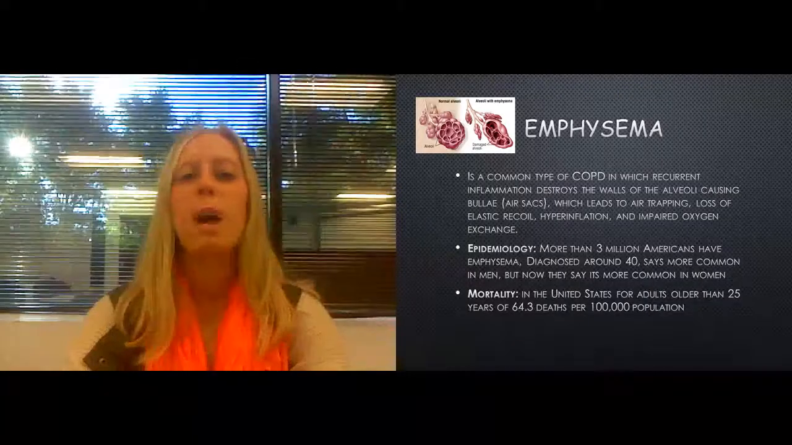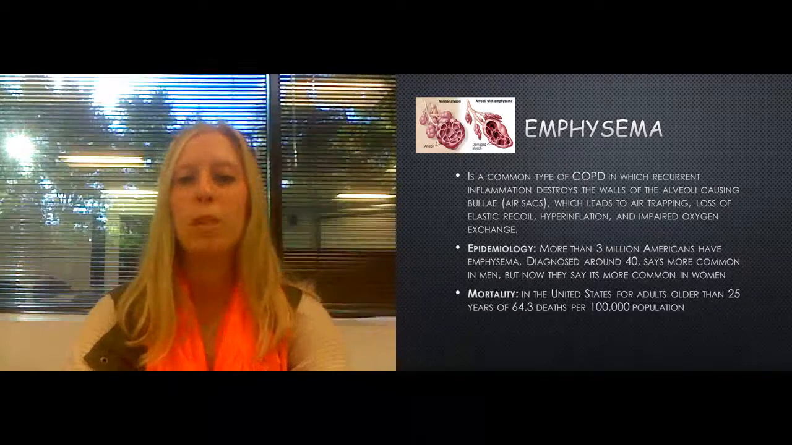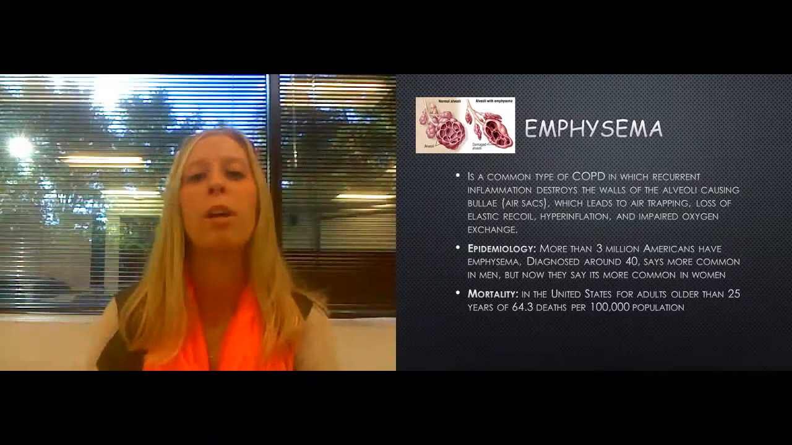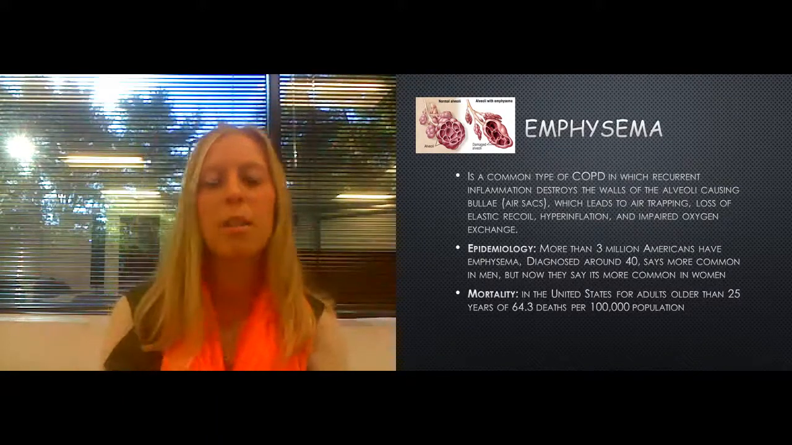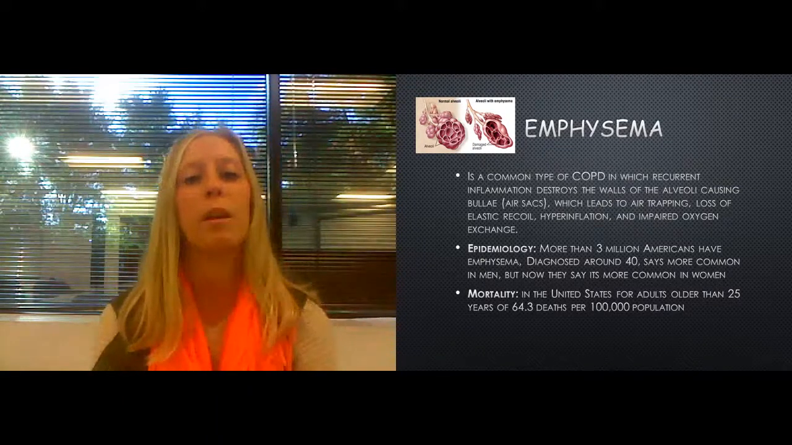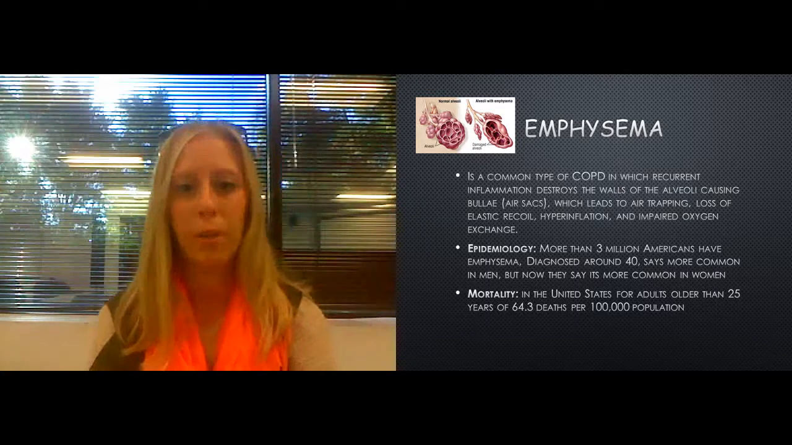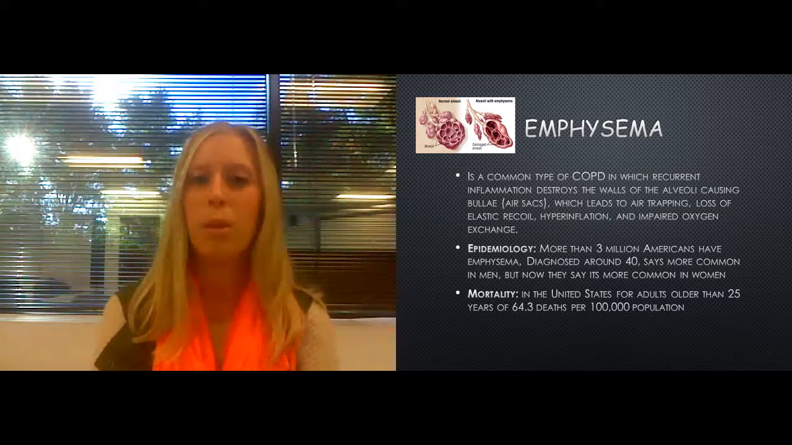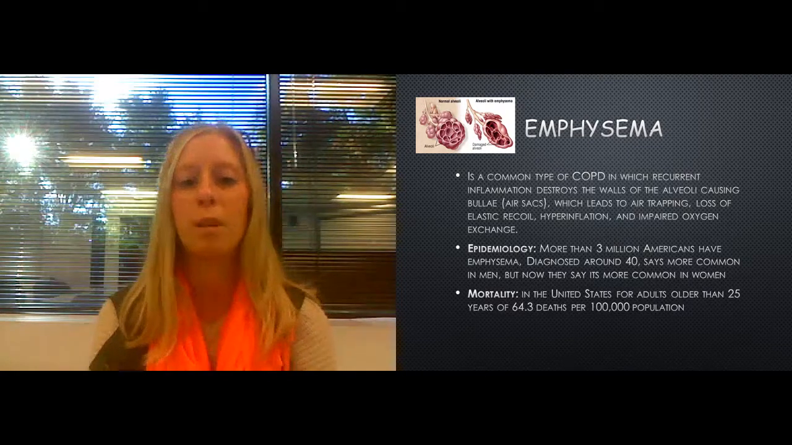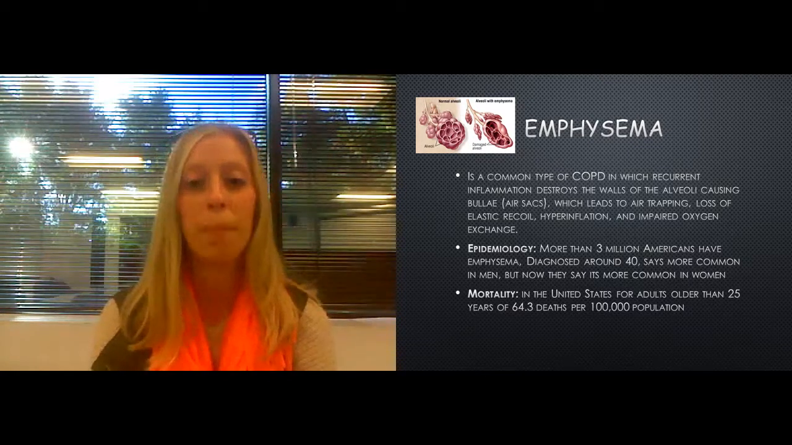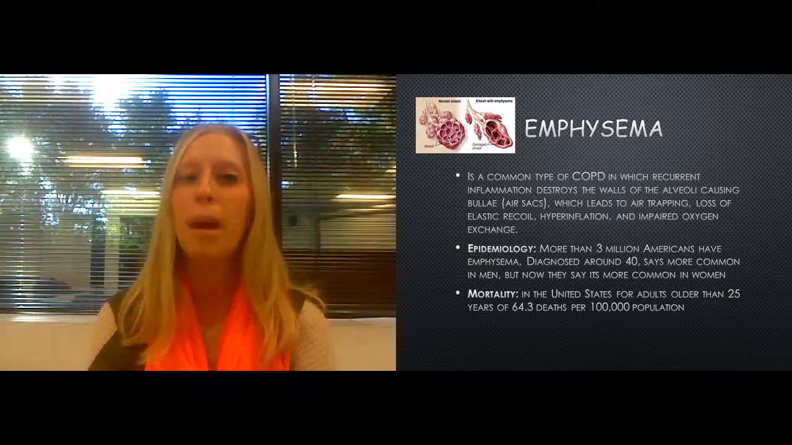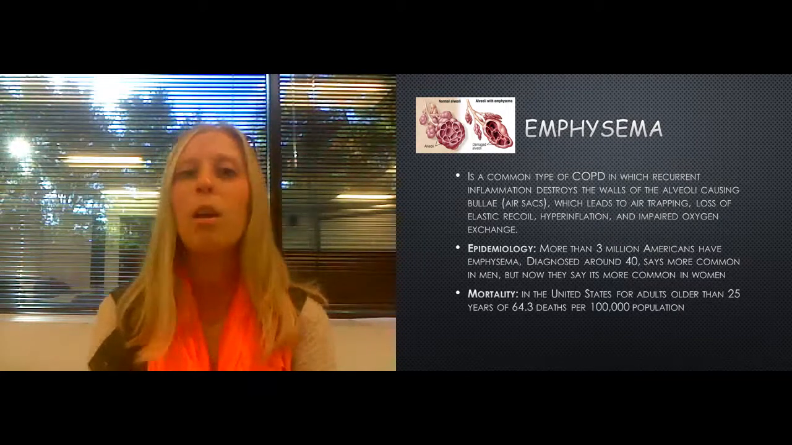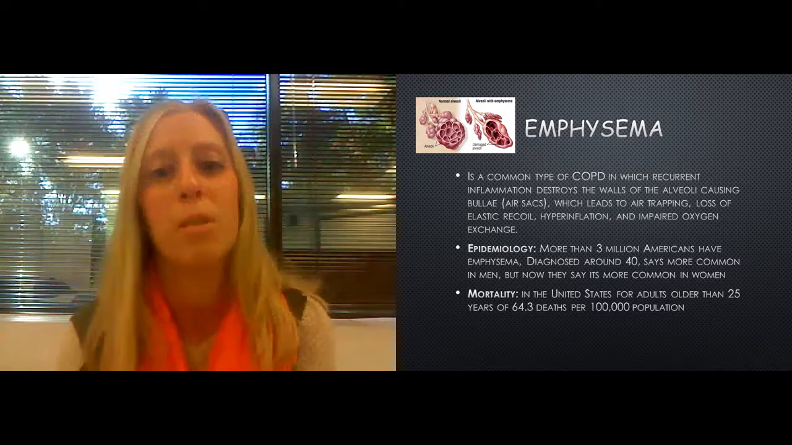Emphysema is a common type of COPD in which recurrent inflammation destroys the walls of the alveoli, causing bullae, which are air sacs, and leads to air trapping, loss of elastic recoil, hyperinflation, and impaired oxygen exchange. The epidemiology is that more than 3 million Americans have emphysema, and it's usually diagnosed around age 40. It's been said to be more common in men, but statistics now say it's more common in women because they are increasing the amount they smoke.